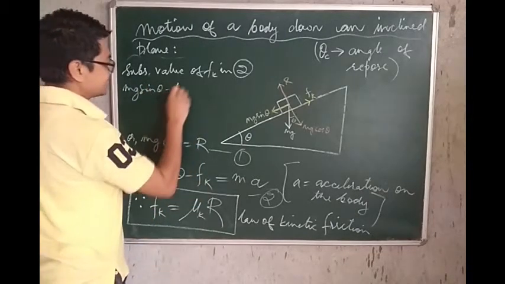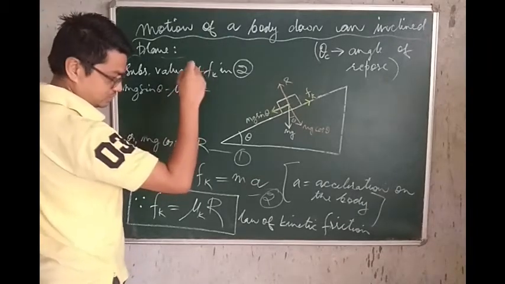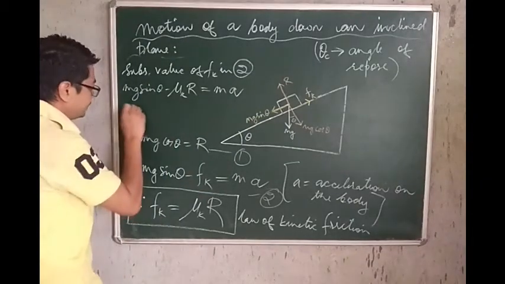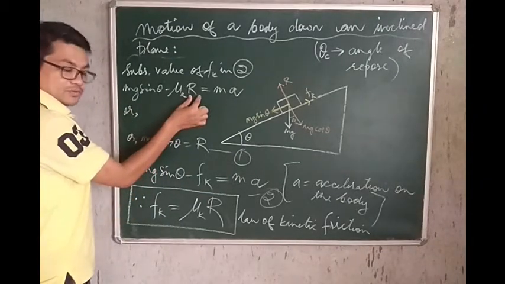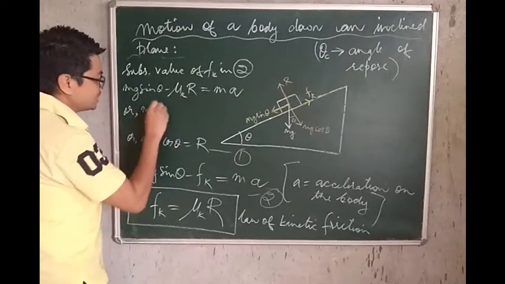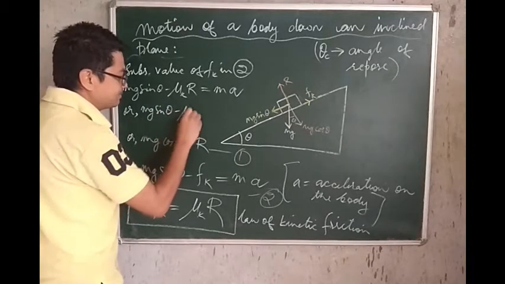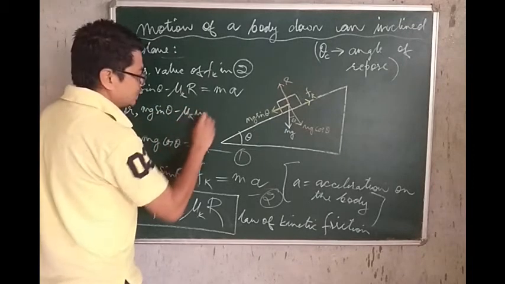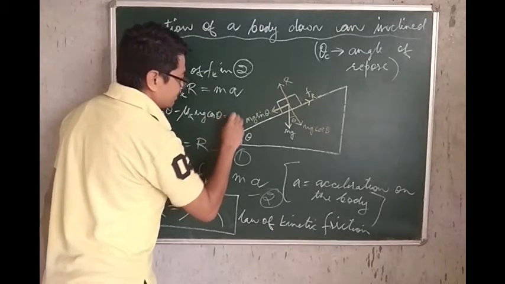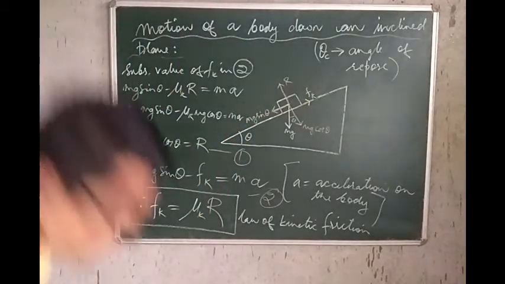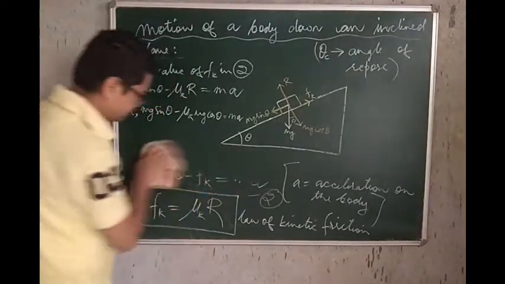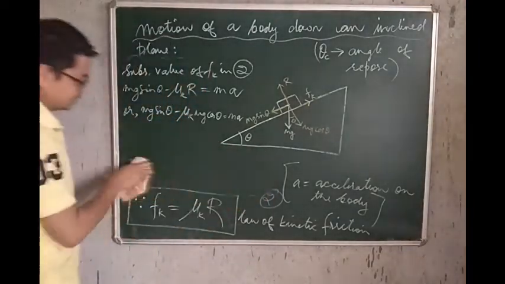theta minus mu k into R is equal to m into a. Now we substitute the value of R from equation number 1, which is mg cos theta. So therefore mg sine theta minus mu k into mg cos theta is equal to m into a. Alright, so I'm erasing the lower half now. Class 11, you all can pause the video and copy.